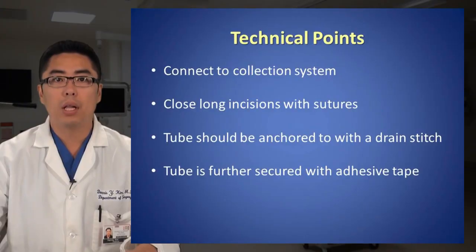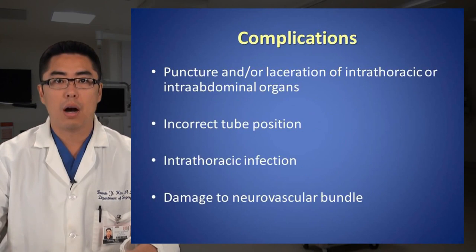Following insertion of the chest tube, it should be connected to the appropriate collection system and secured. Long incisions should be closed with sutures, and the tube should be anchored to the patient with a drain stitch, ideally using an O-silk suture. The tube should be further secured with adhesive tape.